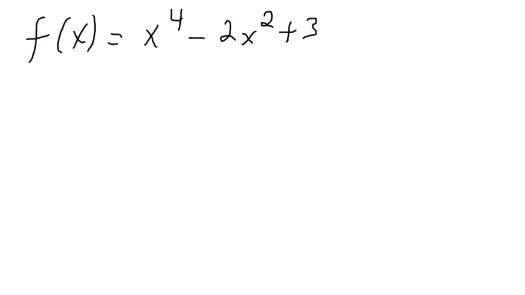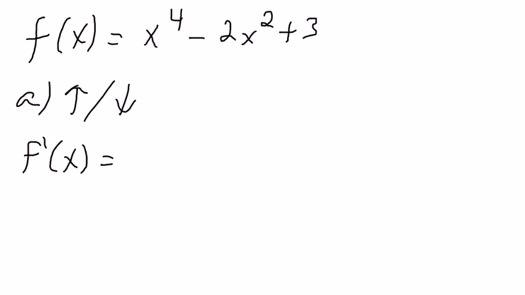So, the first idea is we want to find increasing or decreasing. So, we want to find out where this is increasing and decreasing, so we must find the derivative of the function first. Alright, so let's do that. F prime of x, simple. We're going to take the power rule, 4x to the power of 3. It's going to become 4x plus 0.